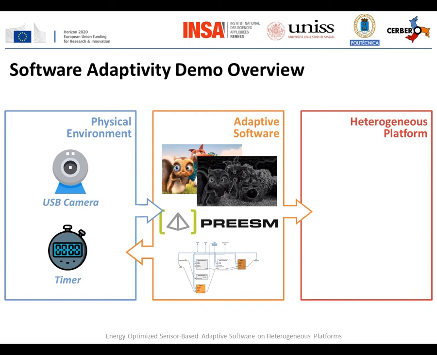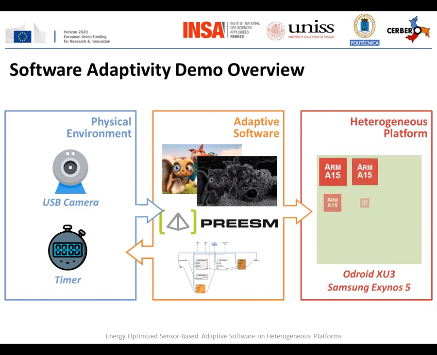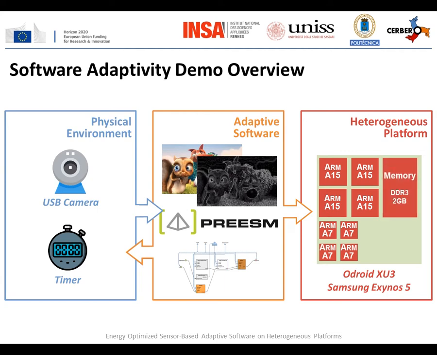The heterogeneous platform used in our demonstration is an Odroid XU3 board embedding a Samsung Exynos 5 chip. The Odroid platform embeds an ARM big.LITTLE architecture with 4 big A15 cores, and 4 small A7 cores. The platform also embeds 2 GB of memory, input-output drivers, an energy monitor, and a graphical processing unit that is not used in this demonstration.